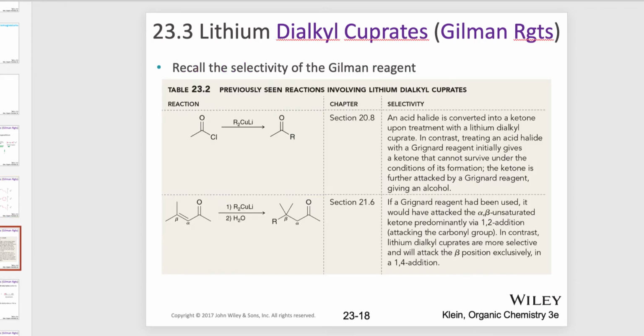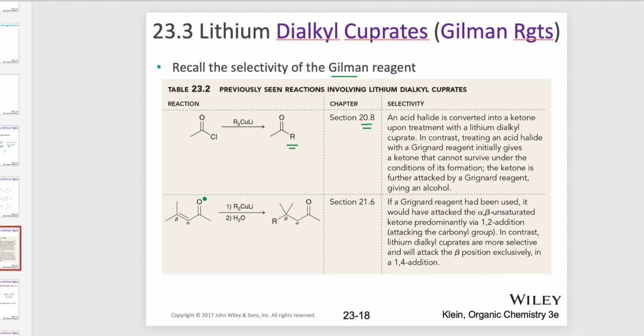The next slide has a review where the Gilman reagent has been mentioned before. So when looking at these lithium dialkyl cuprates, we had seen that acid chlorides can be reacted, and here we only have one transfer of an R group, and you can read through the details here as well. This was discussed in chapter 20. And we also had noted early on in one of the slides that because this is a different kind of nucleophile, it's less reactive than the Grignard reagent, and that this prefers a 1,4 addition.